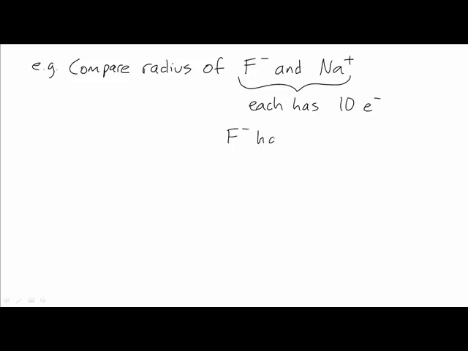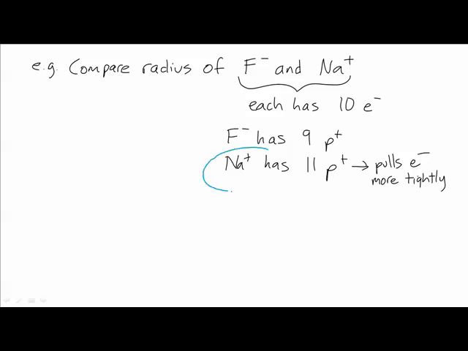Right? F minus has 9 protons. Na plus has 11 protons. So if you're looking at the same number of electrons, but one of them has more protons, the one with more protons is definitely going to pull the electrons in tighter. So ionic radius isn't something you can just look at the periodic table and make a determination right away. You really have to think about number of protons, number of electrons.